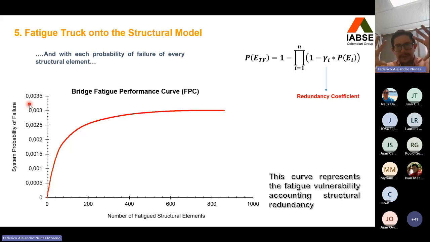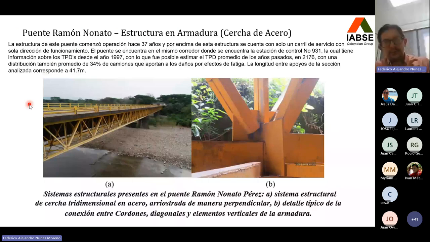Obviamente, dependiendo del tipo de elemento, si hay un elemento que falla, puede que el puente colapse o simplemente genera redistribución de esfuerzos. Pero a medida que los elementos empiezan a acumular el daño, se puede llegar a un punto en donde la probabilidad de falla ya es inmanejable y el puente puede colapsar realmente. Entonces, ese trabajo lo hicimos al puente Ramón Nonato, que fue nuestro primer conejillo de Indias.